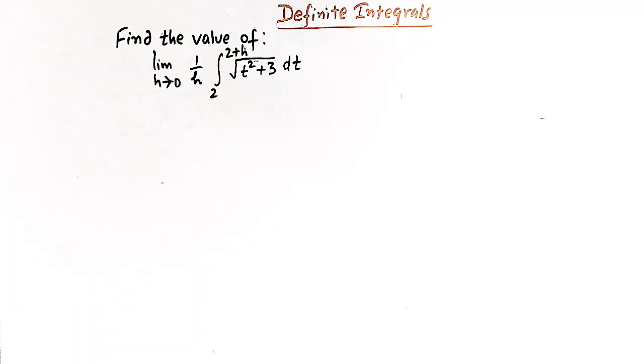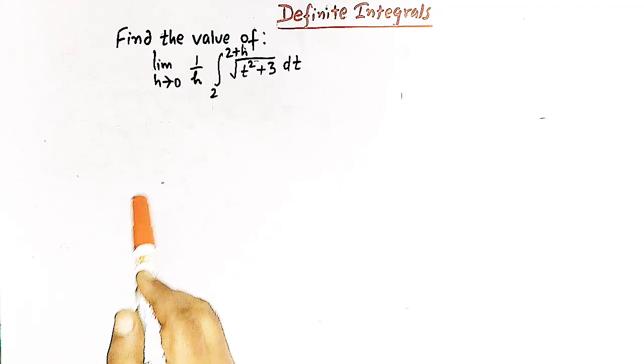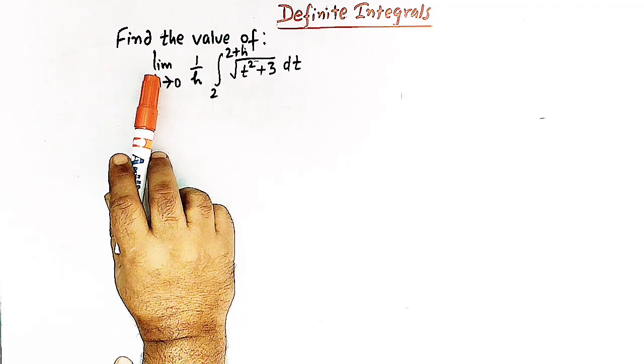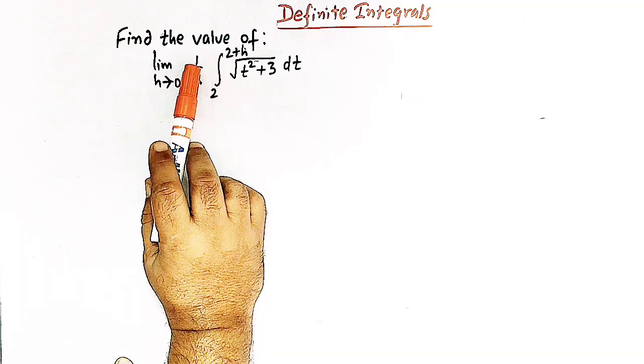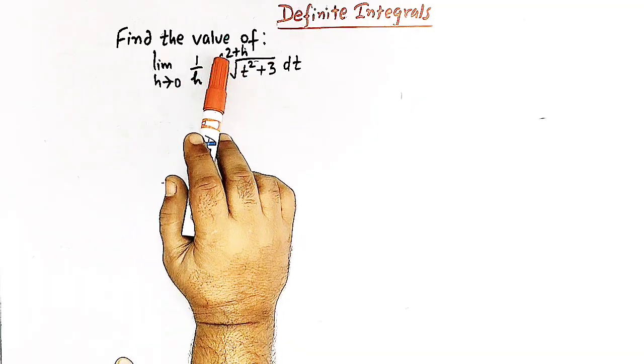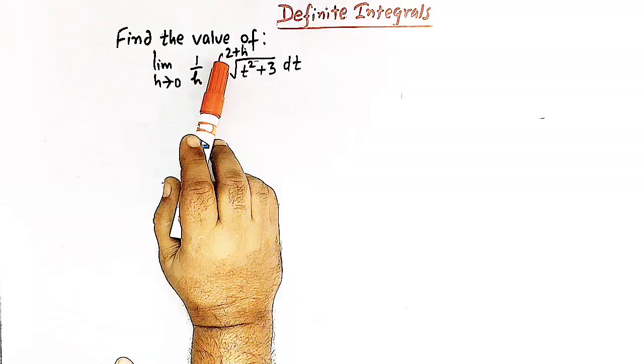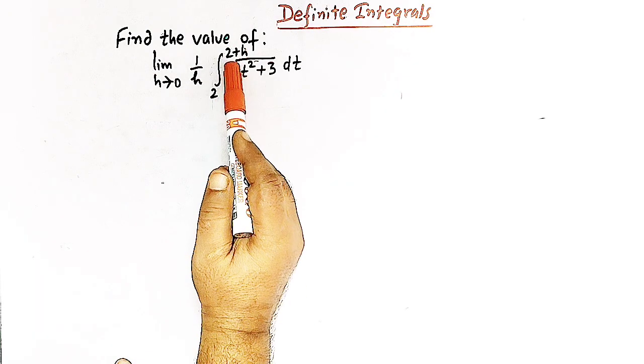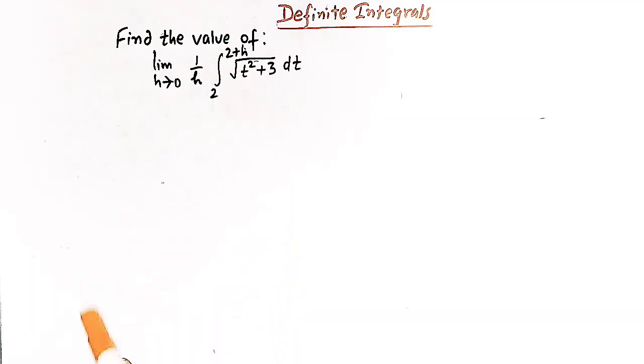Hello viewers, in today's session we are going to discuss another important problem from definite integrals. We are going to find the value of this limit: limit h tends to 0 of 1 over h times the integral from 2 to 2 plus h of square root of t square plus 3 dt.